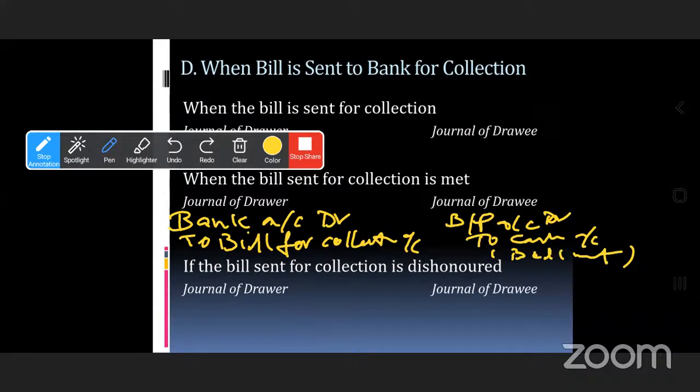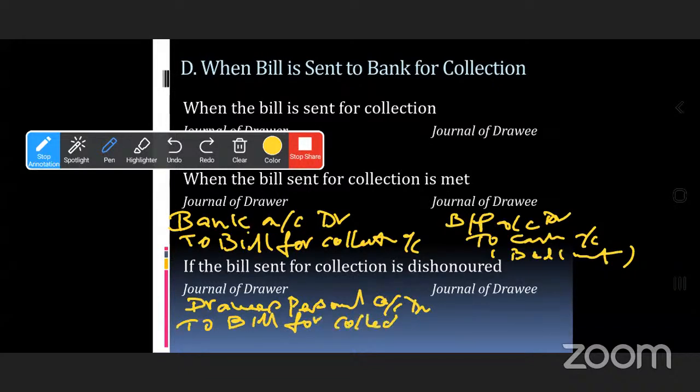So here we'll be writing the journal entries in both the parties as drawee's personal account debtor to bill for collection account. That is bill sent to bank for collection. Here we will be writing the narration as bill sent to bank for collection.